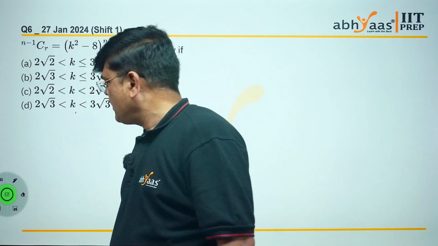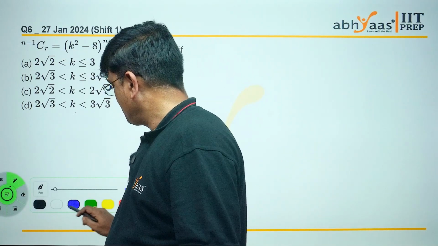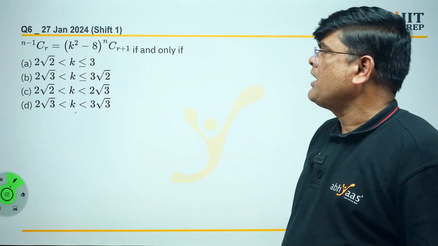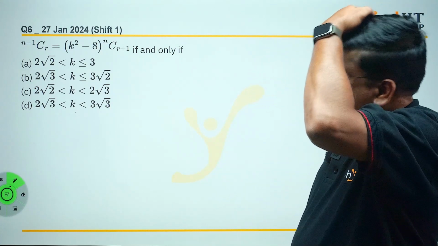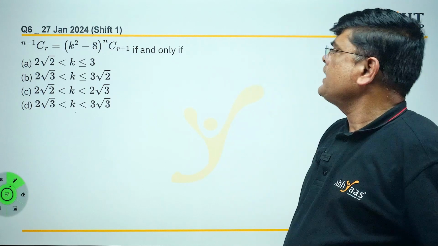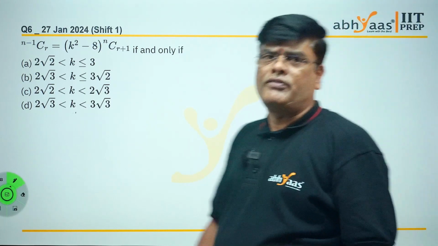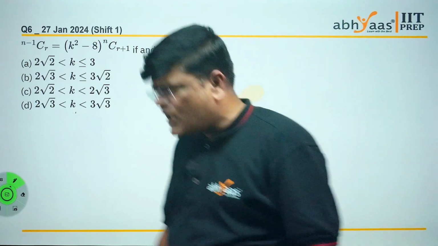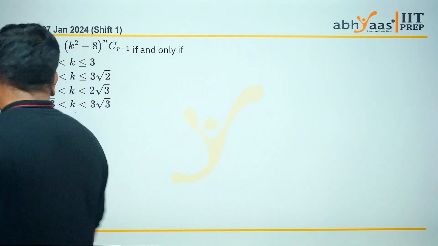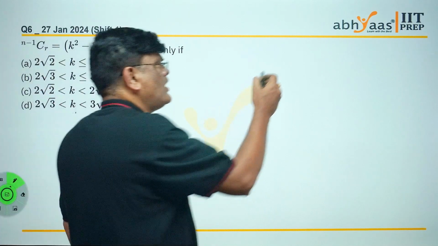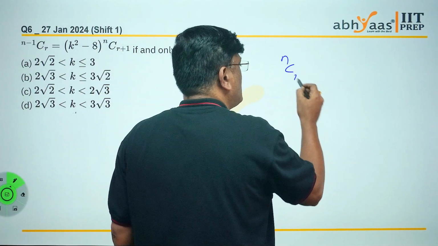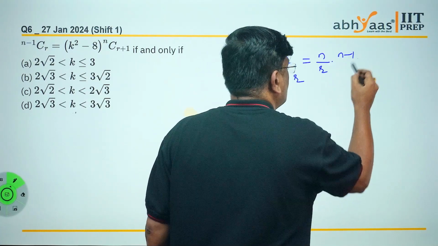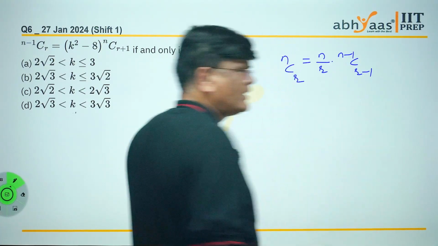Alright, now all of you see this question. Here the question is n minus 1 CR equals k square minus 8 into NCR plus 1 if and only if. Right, now all of you see this question here. So here also, in solving this problem, we use that result. Just now I gave the result: NCR equals N by R into N minus 1 CR minus 1. Is it right? Okay, right.